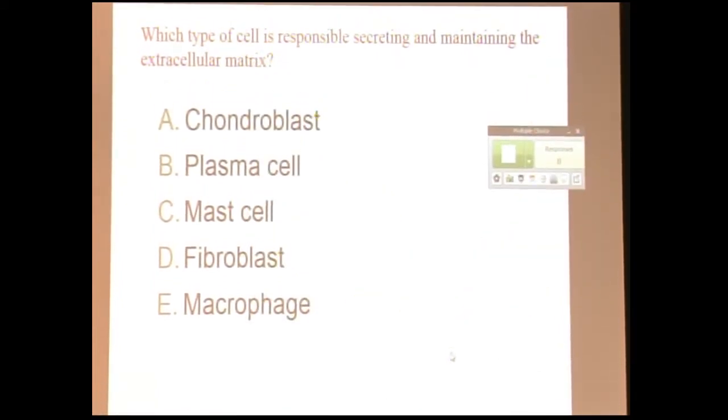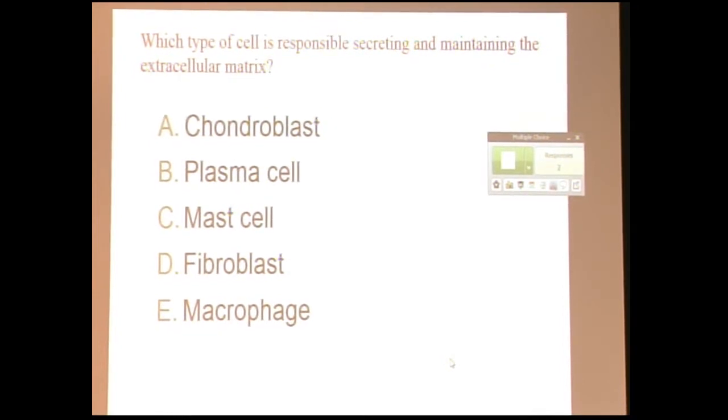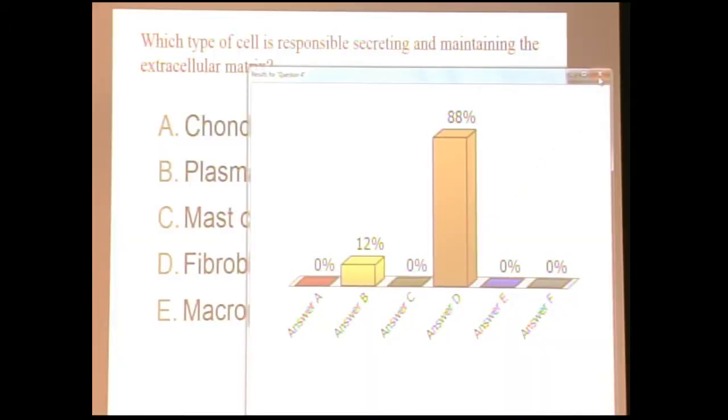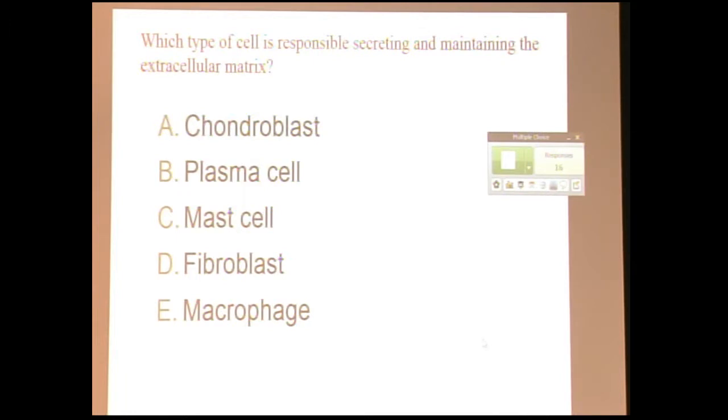All right, so what cell type actually secretes those extracellular matrix fibers and sort of maintains it? All right, so fibroblast is the correct answer there. That's the main cell type there. Macrophages are doing immune functions like eating any bacteria or viruses that get in there.